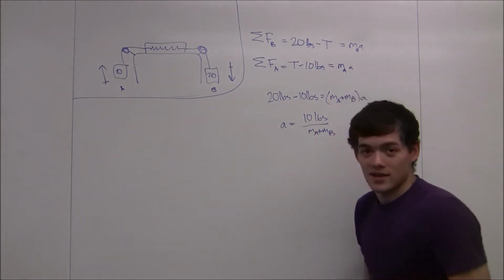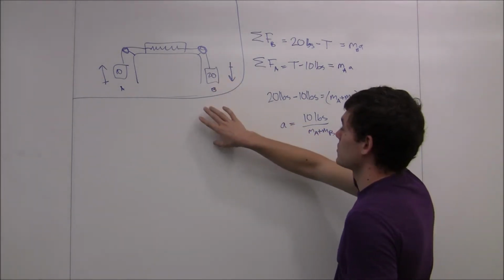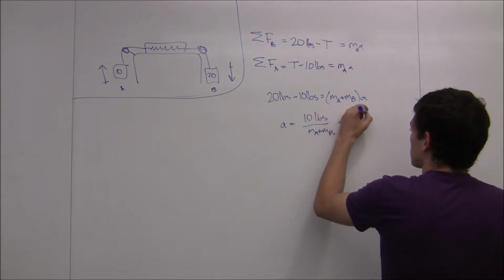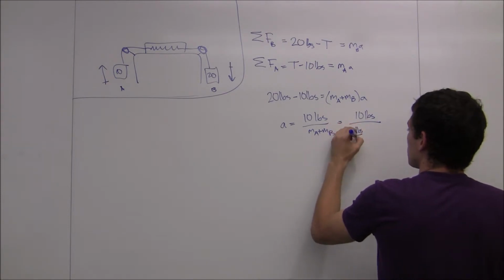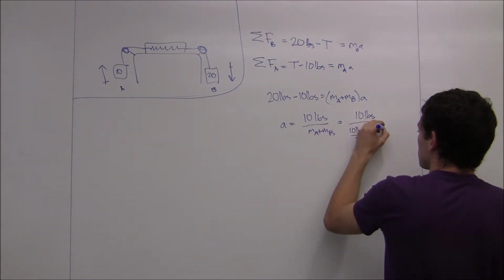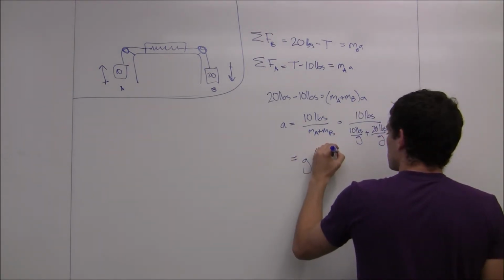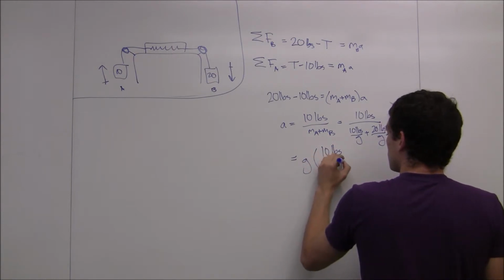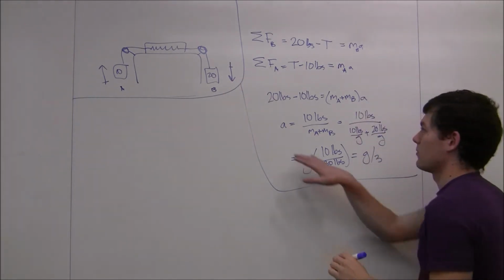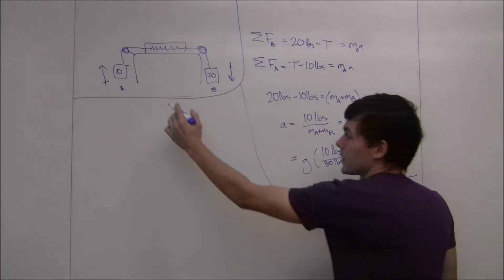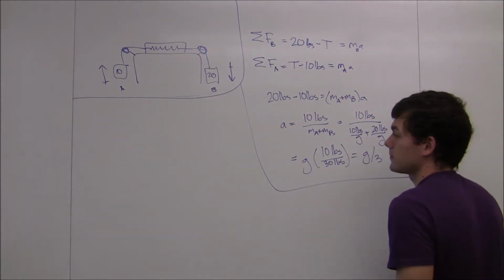And we're going to have to figure out what their masses are based on their weights. So their masses are just going to be the weight divided by g. So we get 10 pounds divided by 10 pounds over g plus 20 pounds over g, which gives us g times 10 pounds over 30 pounds, or g over 3. So this is going to be the acceleration of our system. This block is accelerating downwards at g over 3, this block is accelerating upwards at g over 3, and the spring scale is accelerating to the right at g over 3.